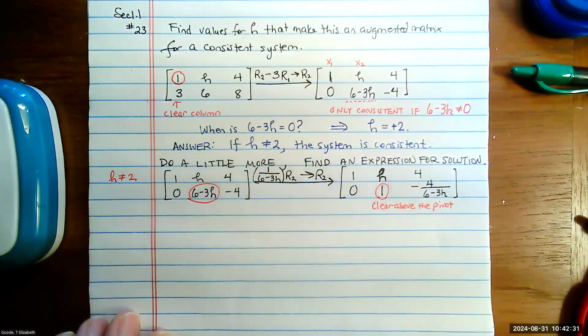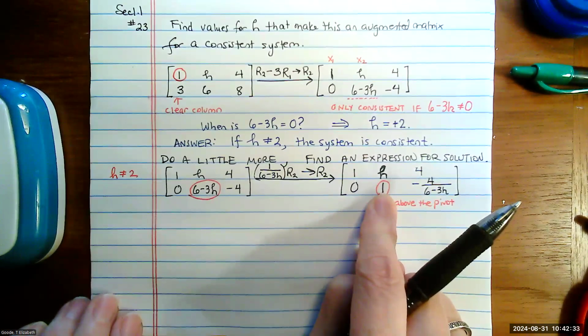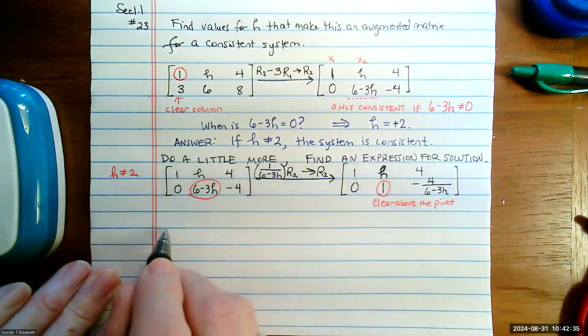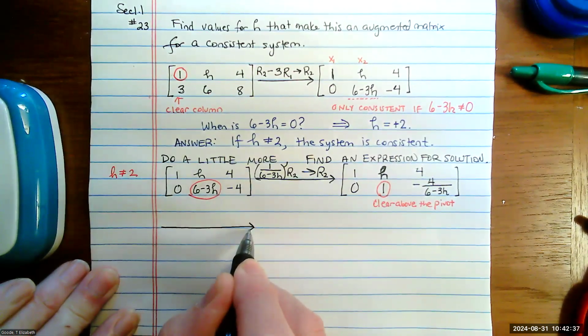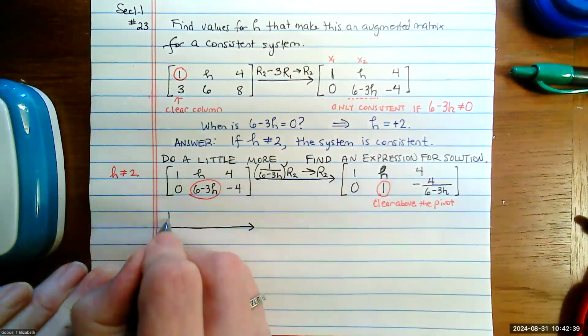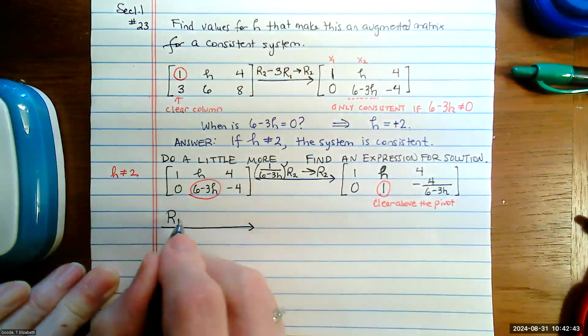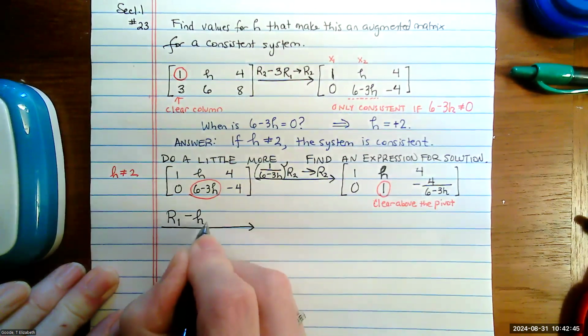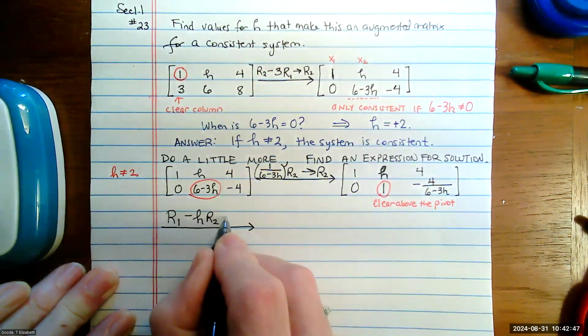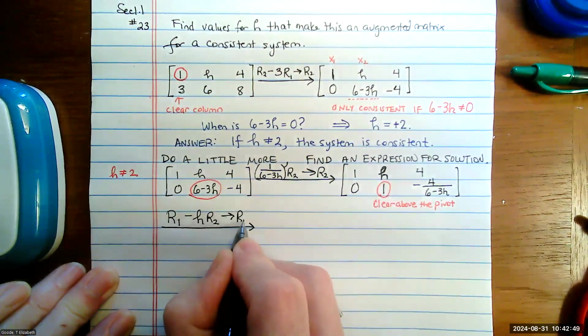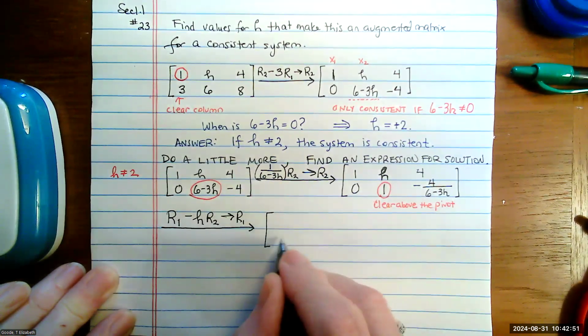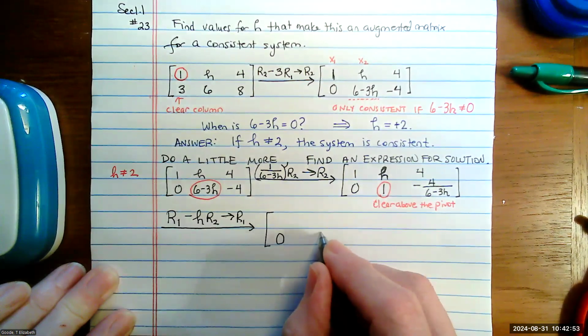How do we get a negative h? We'll multiply 1 by negative h. So our row operation to clear that column will be row 1. That's the row that we're going to be replacing. So we write it down, minus h times row 2. That's going to replace row 1. Row 2 is going to stay just the way it is.